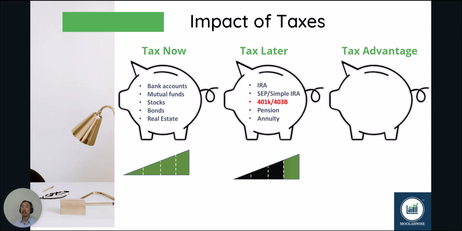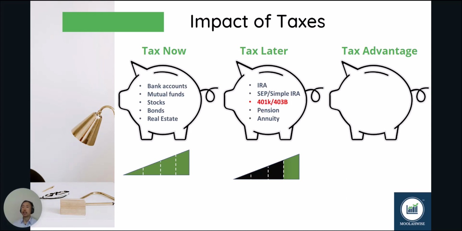The next bucket is called tax later, which is think of this bucket like your retirement accounts, right? So your IRA, your SEP IRA, your 401k, your 403b, your pension, and your annuity. In this bucket, the money is not taxed when you put it in because it's funded with pre-tax dollars. So that means you haven't paid tax on it yet. And it's depicted by this graph. So in the early years, you don't pay any taxes, right? So that's why it's blank.